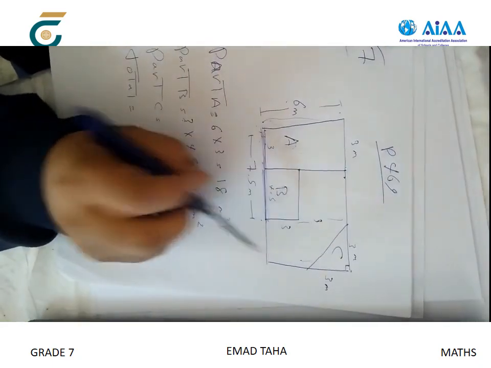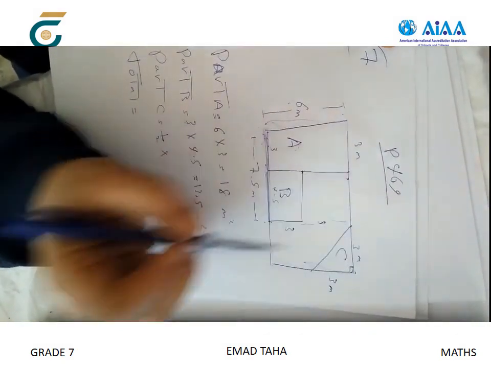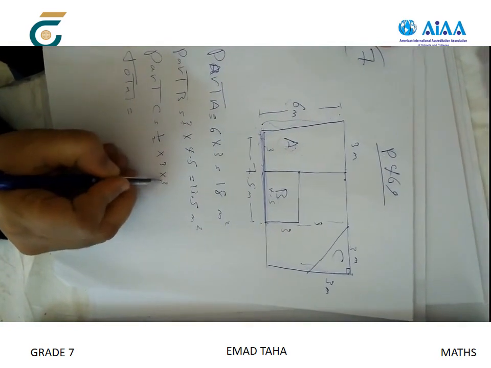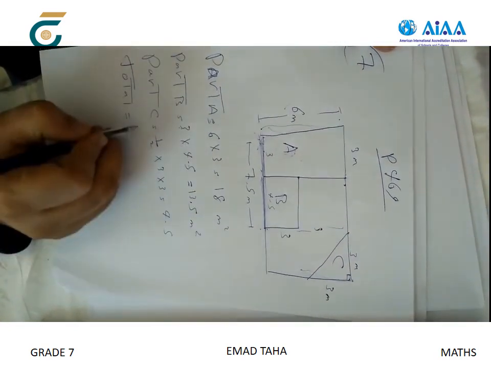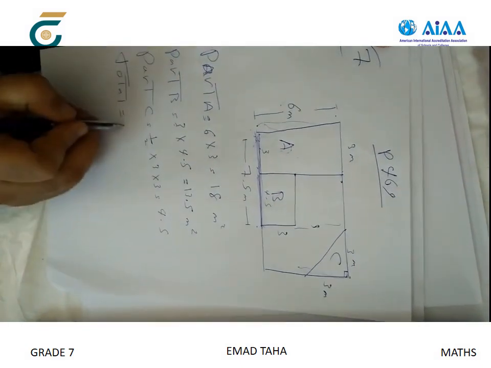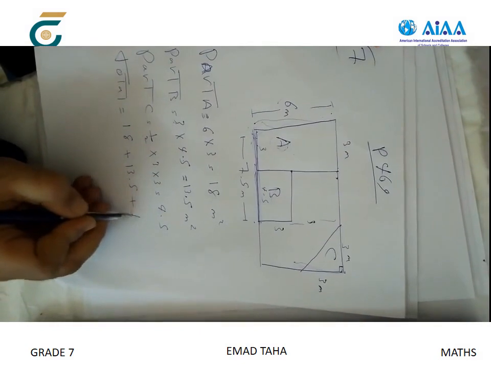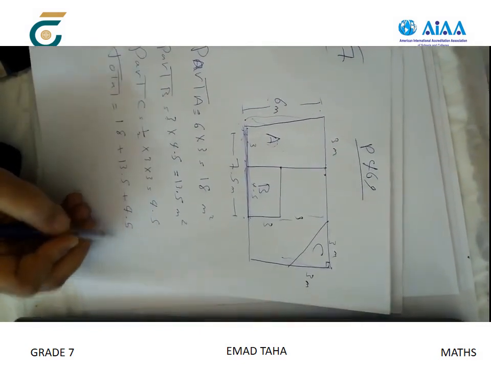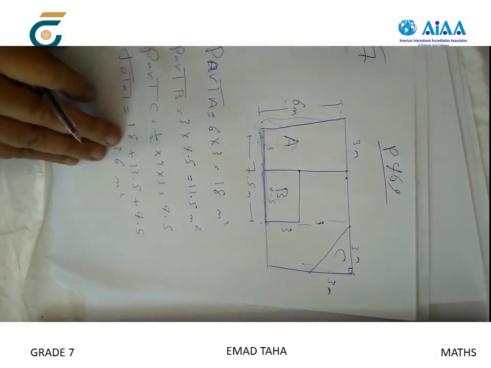Part C is a triangle. The area equals half times base times height, half times 3 times 3 equals 9 times half equals 4.5. Now we add the total: 18 plus 13.5 plus 4.5 equals 36 square meters.